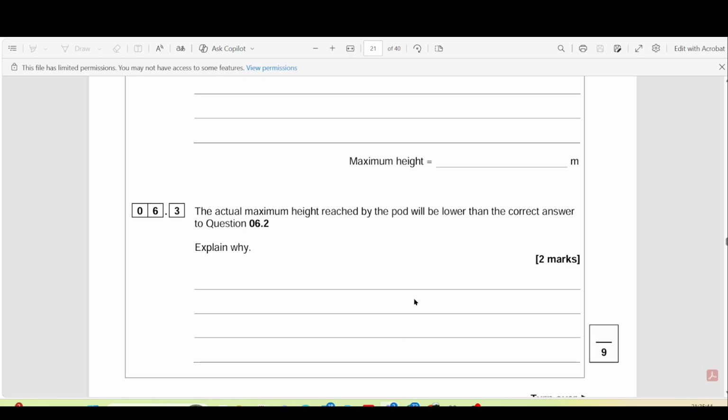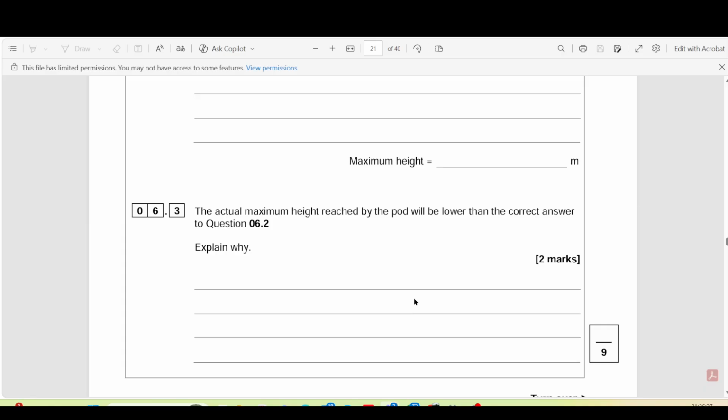I don't know. Okay, it's okay. Because of the air resistance. As the pod moves upward, it collides with air molecules, which creates a resistive force in the opposite direction. Basically work is done against this air resistance, which causes some of the pod's initial kinetic energy to be transferred into thermal energy, or wasted as heat energy, rather than being converted entirely into gravitational potential energy.